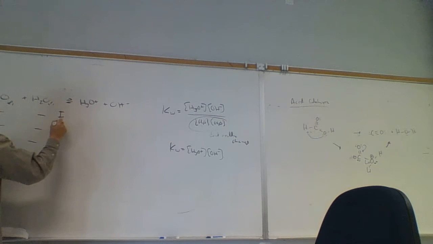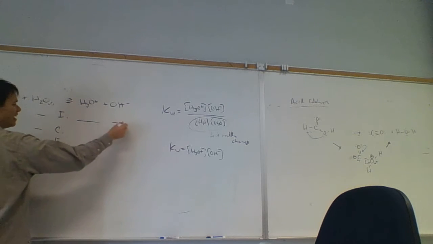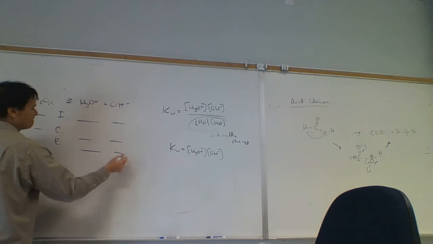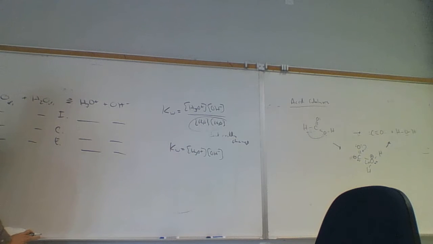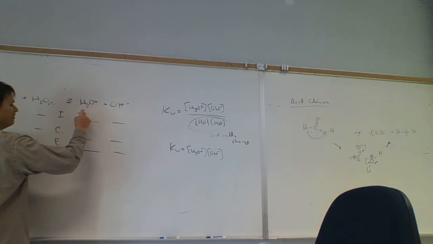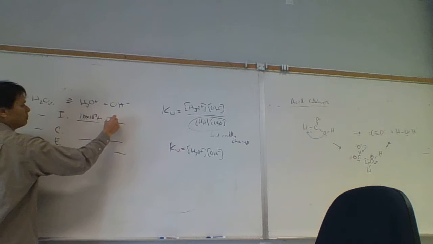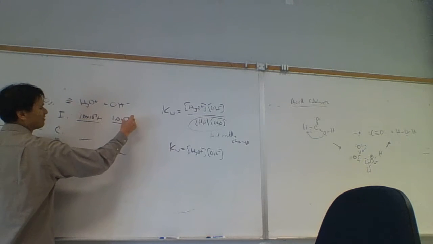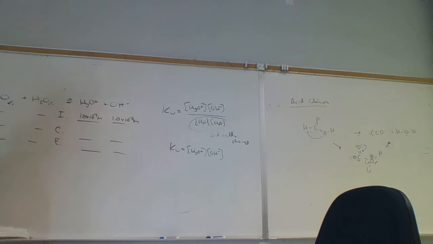We set up an ICE table like this. An ice table is ICE. And then we fill in the blanks here. This is a typical calculation. Initially, what we'll have is 1.0 times 10 to the minus 7 molar, 1.0 times 10 to the minus 7 molar. And we call that pure water.